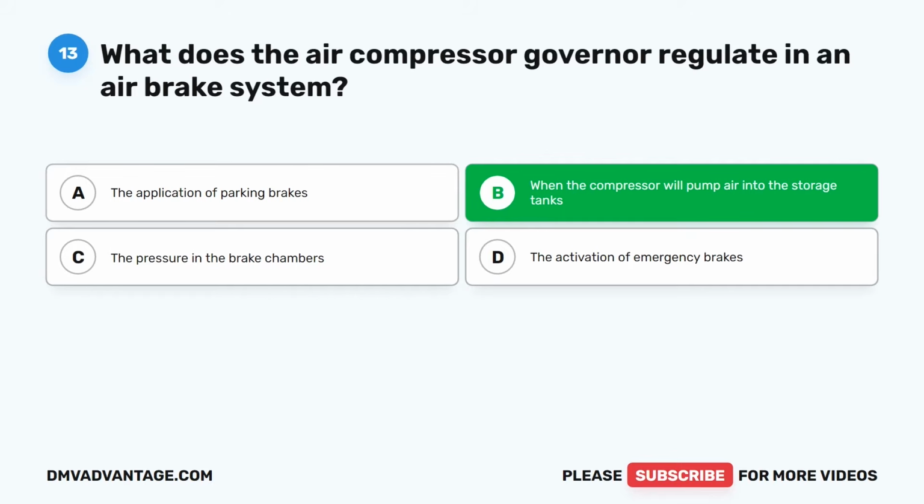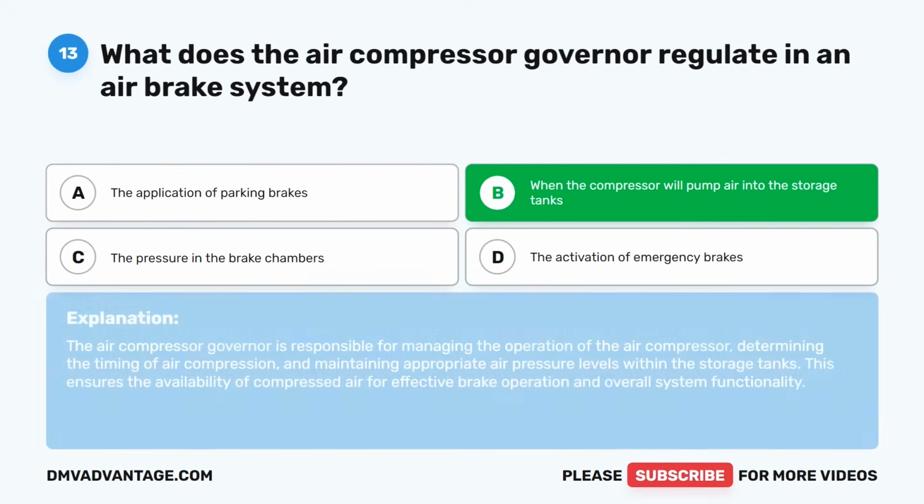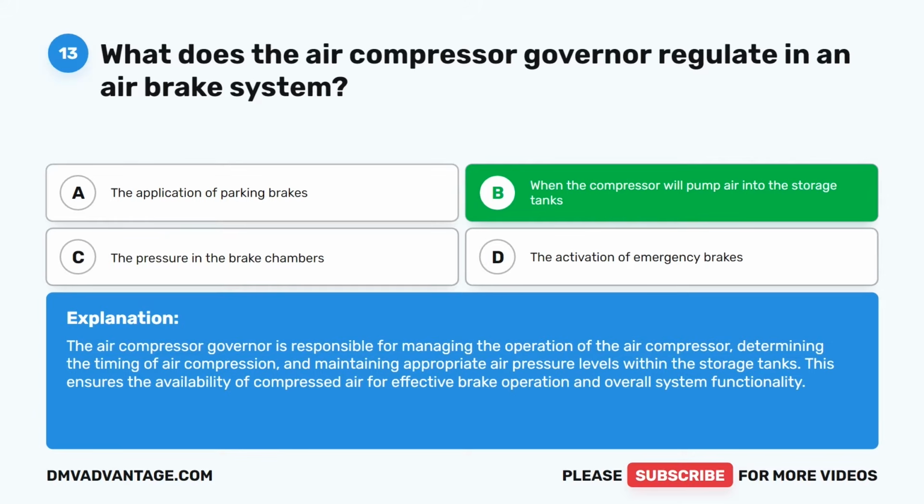When the compressor will pump air into the storage tanks. The air compressor governor is responsible for managing the operation of the air compressor, determining the timing of air compression, and maintaining appropriate air pressure levels within the storage tanks. This ensures the availability of compressed air for effective brake operation and overall system functionality.